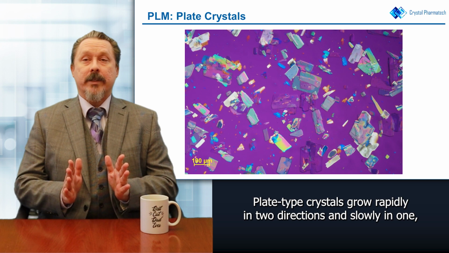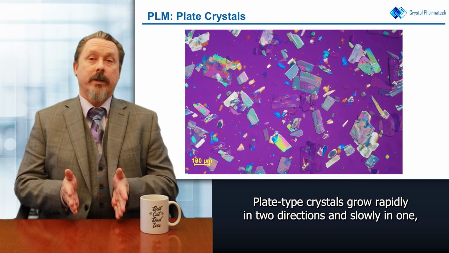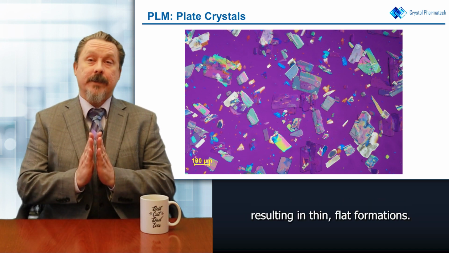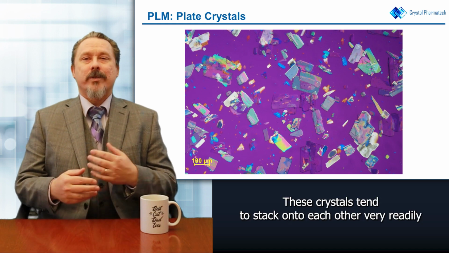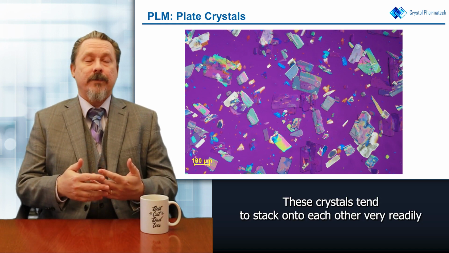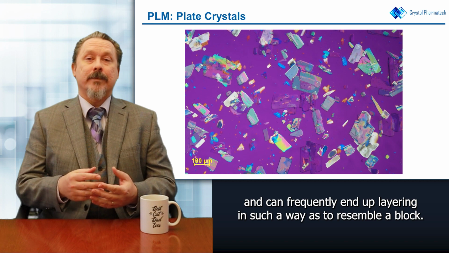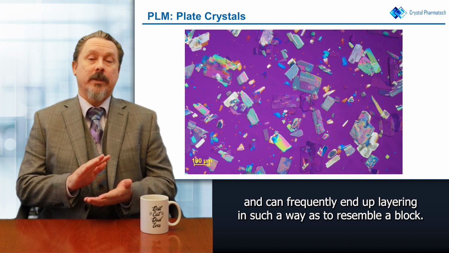Plate-type crystals grow rapidly in two directions and slowly in one, resulting in thin, flat formations. These crystals tend to stack onto each other very readily and can frequently end up layering in such a way as to resemble a block.